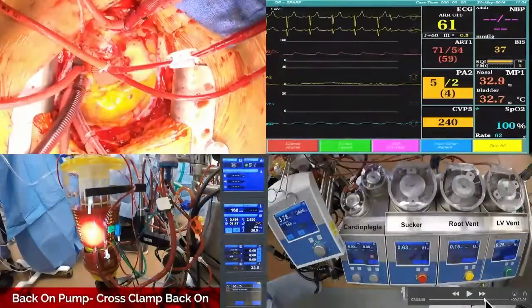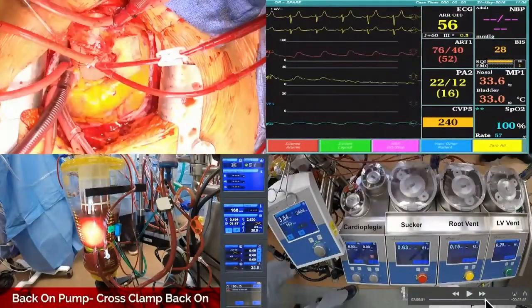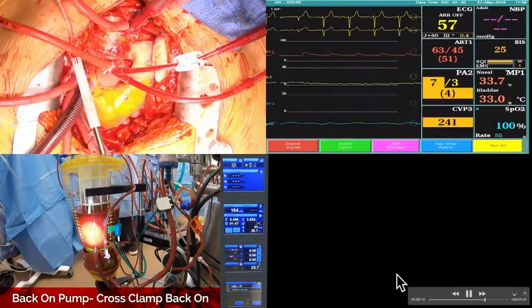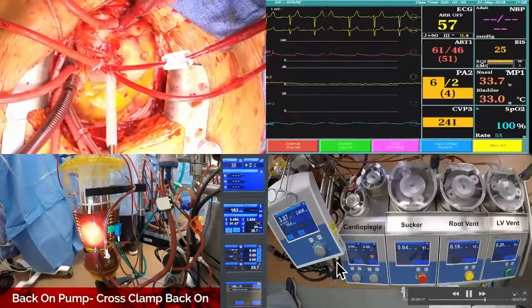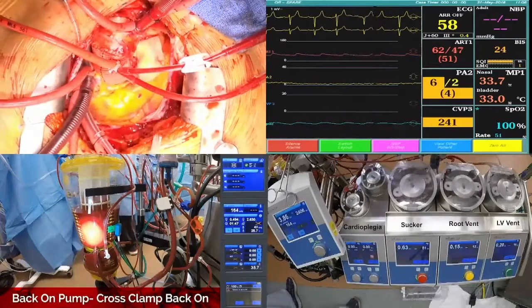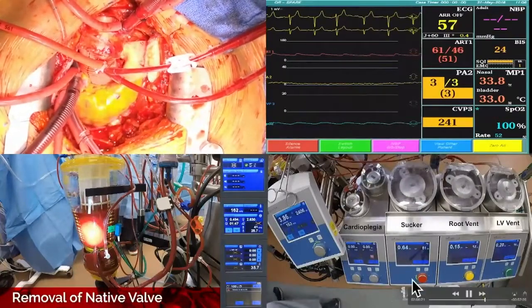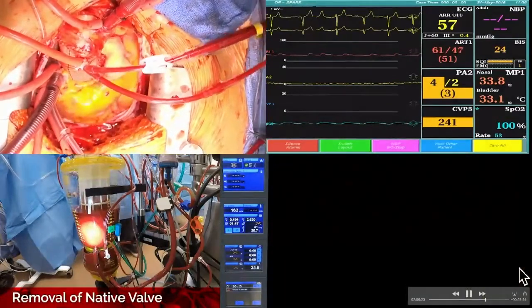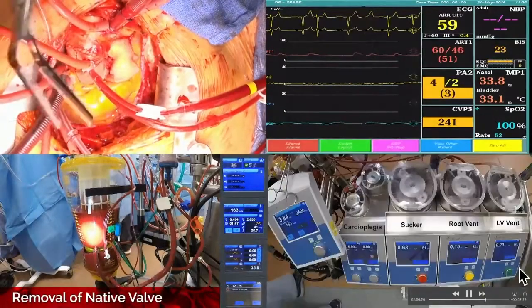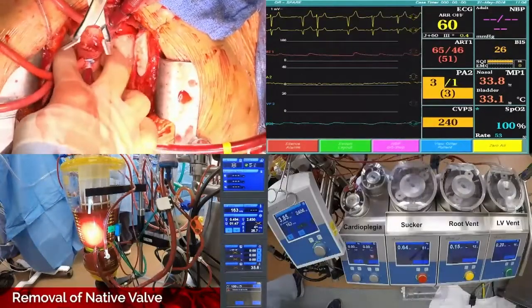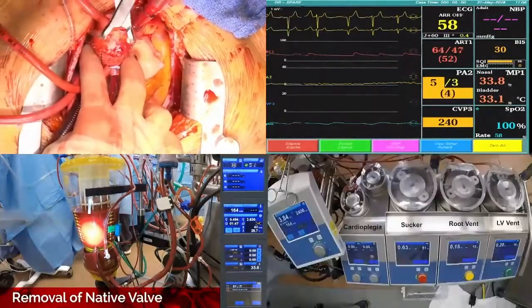I mean, it was moderate. She could have survived it and done well and been off pump and probably done okay. But we're there to fix her aneurysm mainly, in addition to our valve, but the valve was not severe by any means.